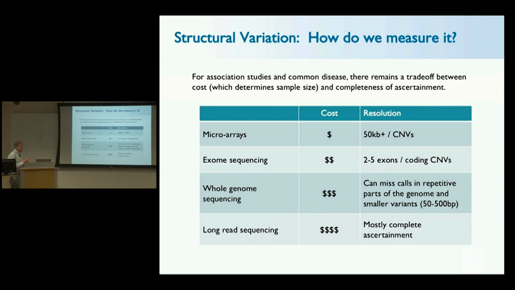depending on your tolerance for false discovery rate. There's whole genome sequencing, where you can get an awful lot of the genome, although you do miss calls in repetitive parts of the genome.